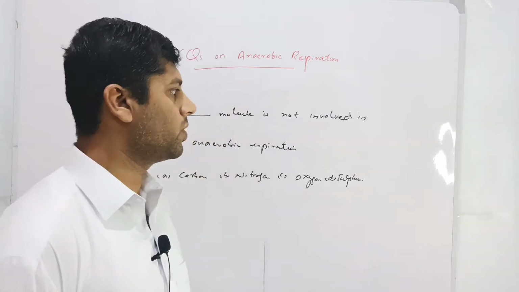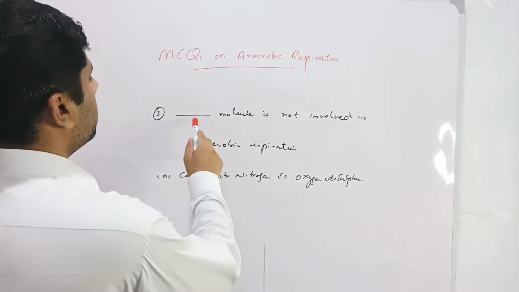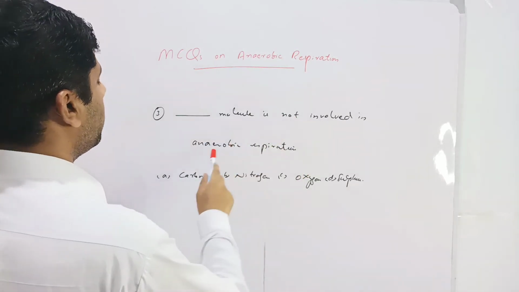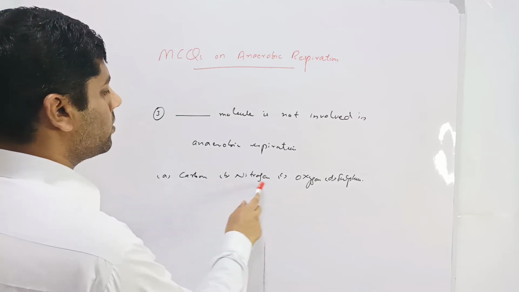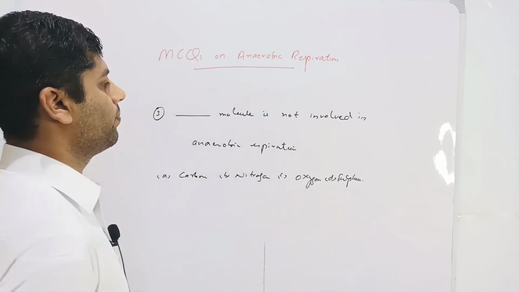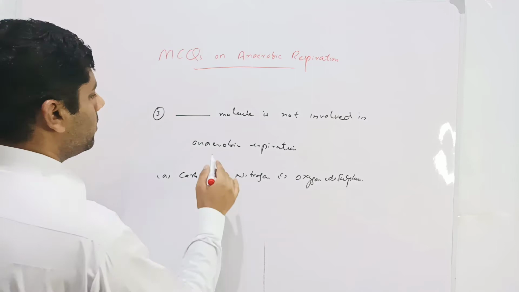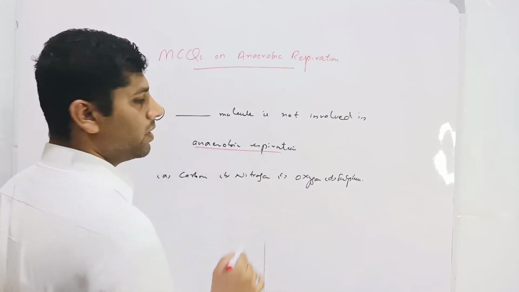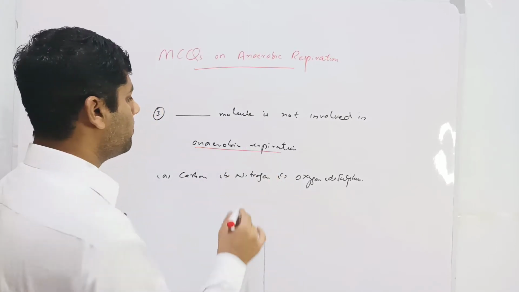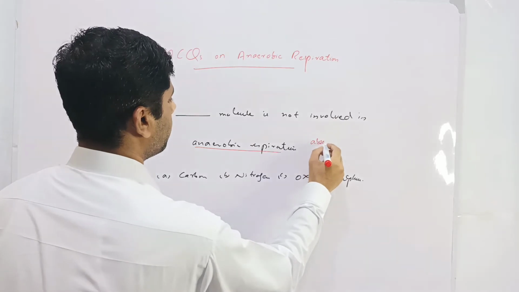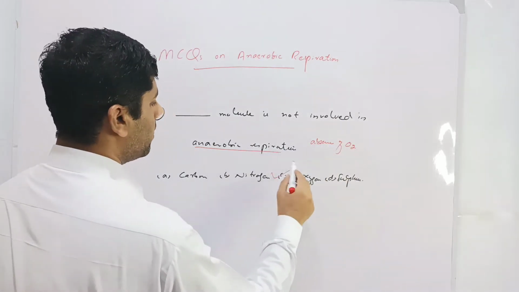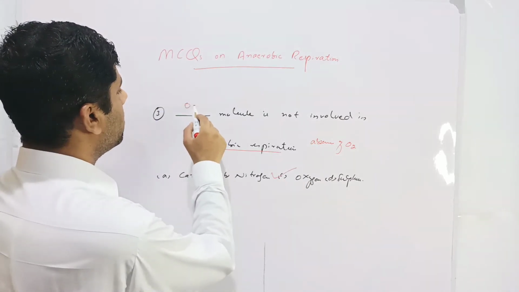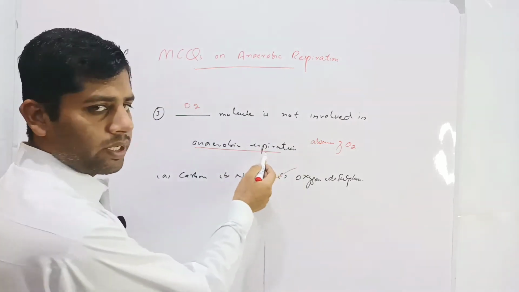Next question is a simple question. Dash molecule is not involved in anaerobic respiration. Given options are carbon, nitrogen, oxygen and sulfur. So we know that the anaerobic respiration means the respiration which is conducted in the absence of oxygen. So option C is correct, that oxygen molecule is not involved in anaerobic respiration.